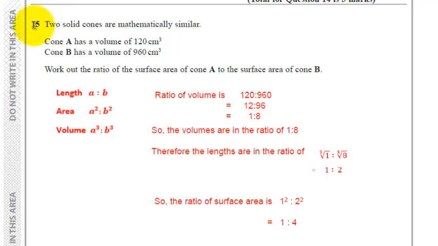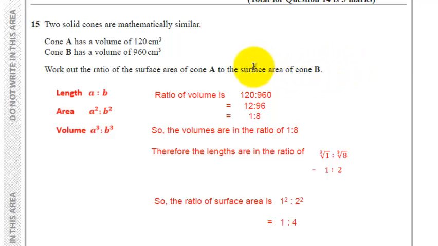Question 15. Two solid cones are mathematically similar, and that word similar is going to be important in a minute. Cone A has a volume of 120 cubic centimeters. Cone B has a volume of 960 cubic centimeters. Work out the ratio of the surface area of cone A to the surface area of cone B.